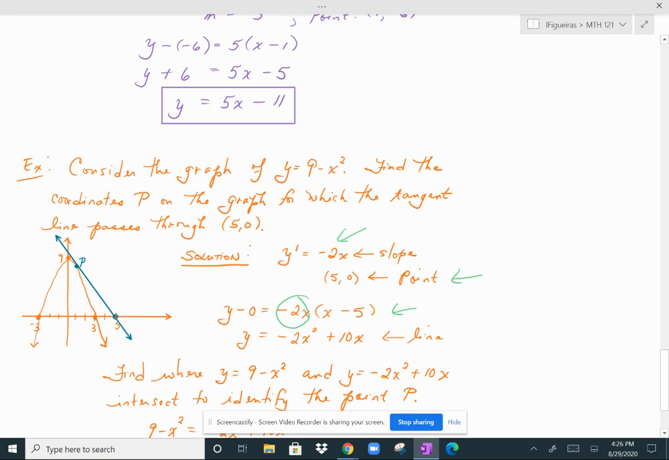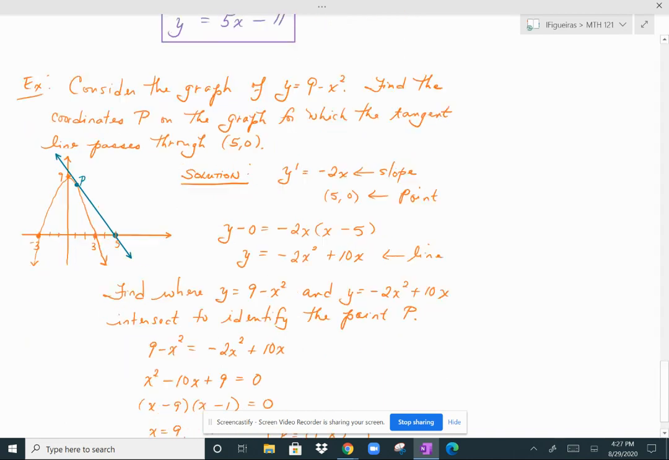So if I simplify that, the left side just becomes y, and the right side, when you distribute, gives you negative 2x squared plus 10x. Remember, that's the equation of the line. Even though it's a quadratic, so it might seem a little weird, it's a general equation of the line because we don't really know exactly what that slope is because we don't know exactly what the point is. But we do know there's a relationship between the line and the parabola, and that relationship is that they intersect at P.